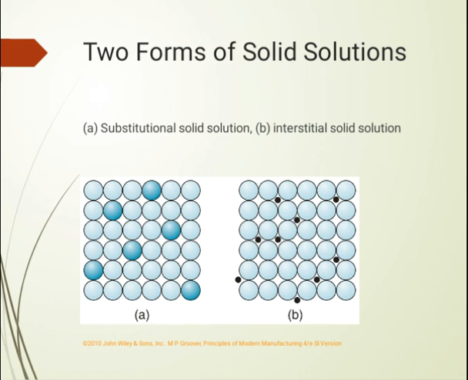Two forms of solid solution. In the picture, A represents substitutional solid solution. Here the atoms of the elements are replaced by another metal. But in image B, we see interstitial solid solution, where in the gaps between the atoms of the metal, other particles of metal are added. It increases the hardness of the material.